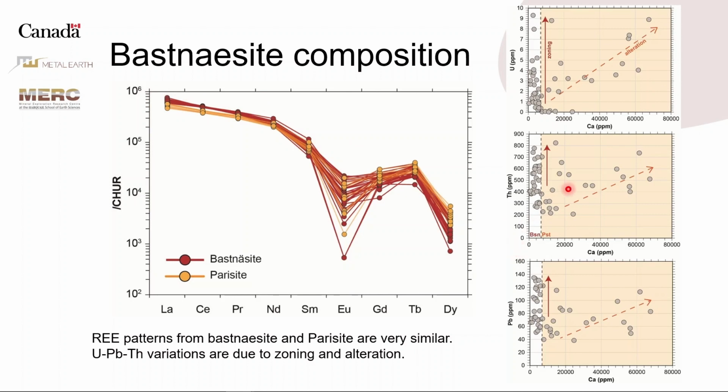Here we have two factors. You have uranium, thorium, and lead, all against calcium. You can see that you have some variation due to the zoning of the grain, and some variation due to the alteration, but most of it is actually due to the zoning.